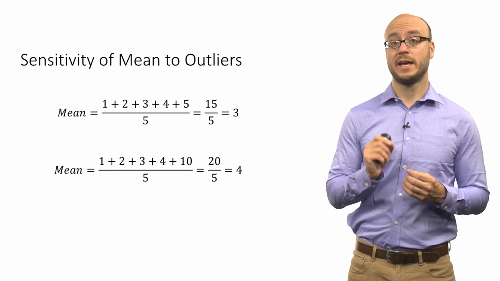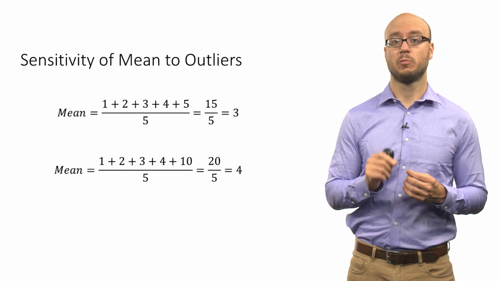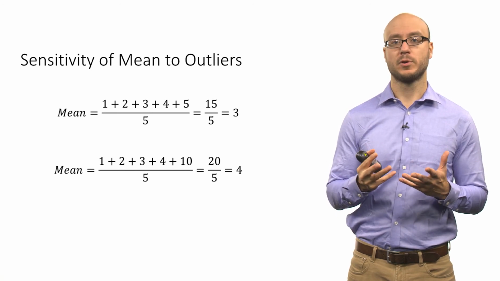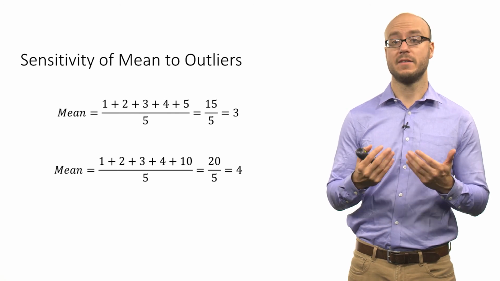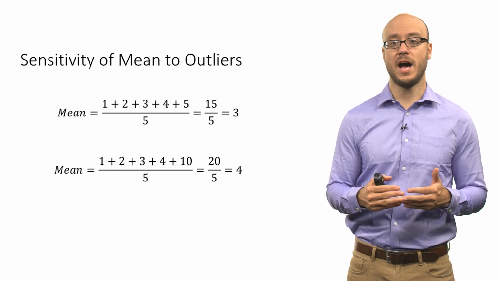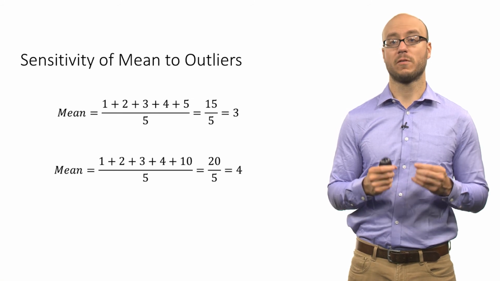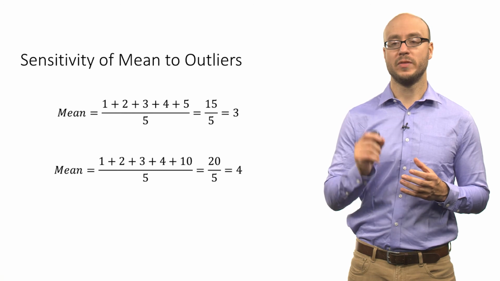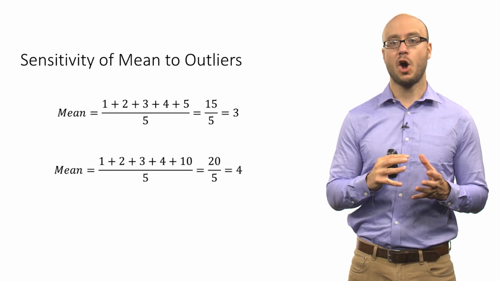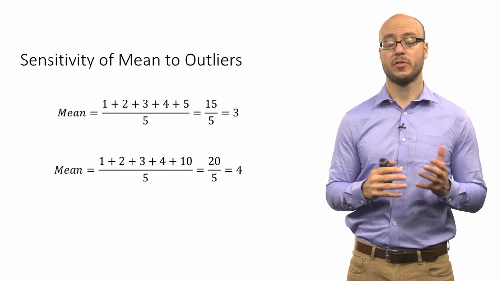In other words, we're making it an outlier. Relative to 1, 2, 3, and 4, 10 is pretty large. So when you add up 1, 2, 3, 4, and 10 and divide by the n, which is 5, you get 20 divided by 5, or 4. Now what happens is that just changing that one data point, that one observation, alters the mean quite a bit, from 3 to 4.